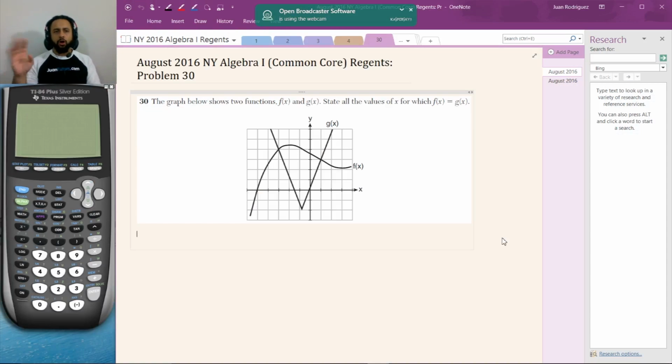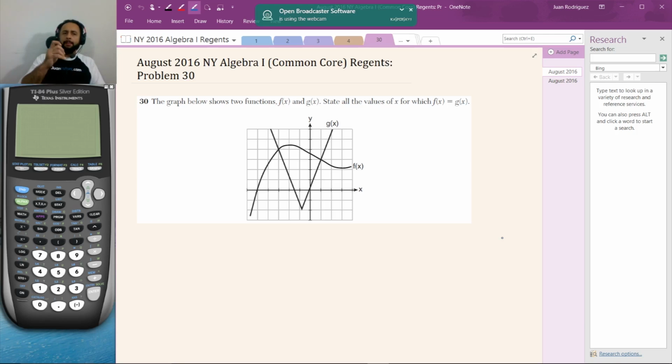Today we're working on the August 2016 New York Algebra 1 Common Core Regents exam, problem number 30. If you are looking for these questions, you can find them freely available online. Go to nysedregents.org. Click on the appropriate tabs, and all the tests are freely available to you right there.